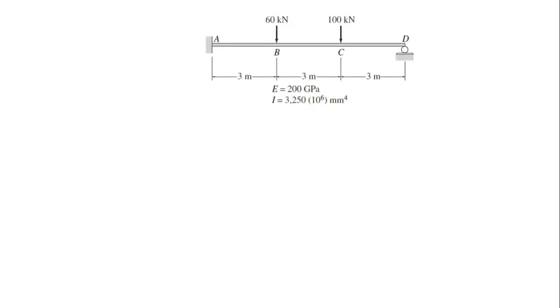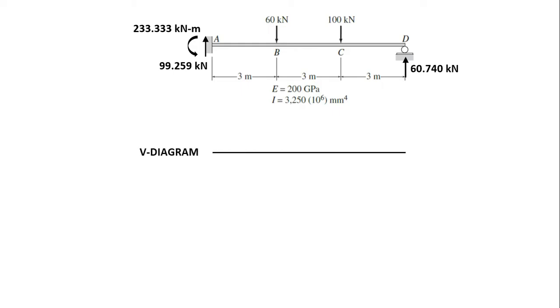So, lagyan natin yung mga nakuha natin na reactions. So, ito yung RD, 60.74. Ito yung RA, at ito yung moment sa A. So, sketch natin yung moment diagram, shear moment diagram.